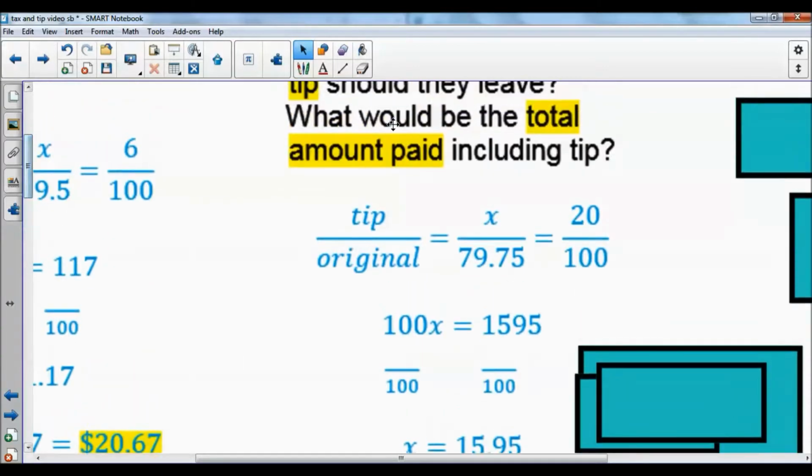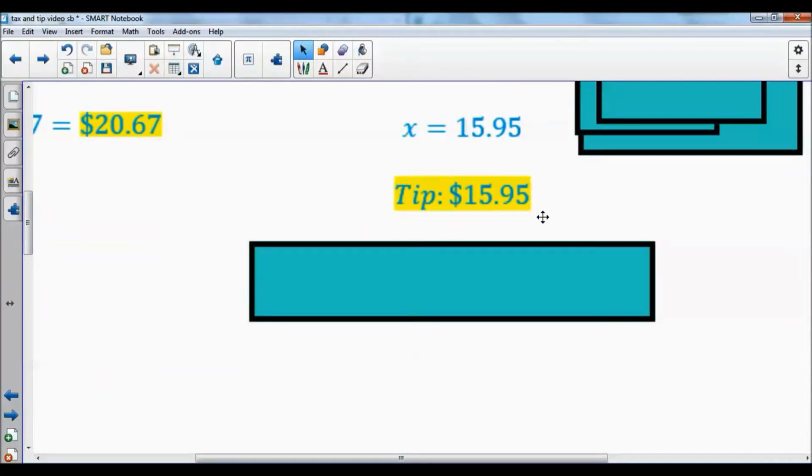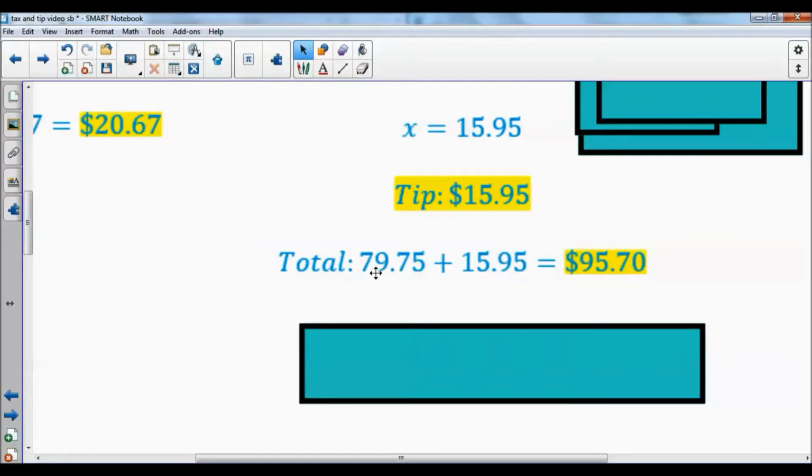But then they also asked what would the total amount paid be. So we're going to take this, and remember we're adding, always adding for tax and tip. So you're adding it to the original. So here's our original, add the tip, and then our total after everything is $95.70.